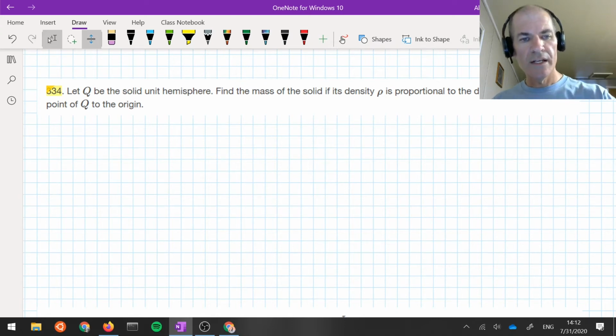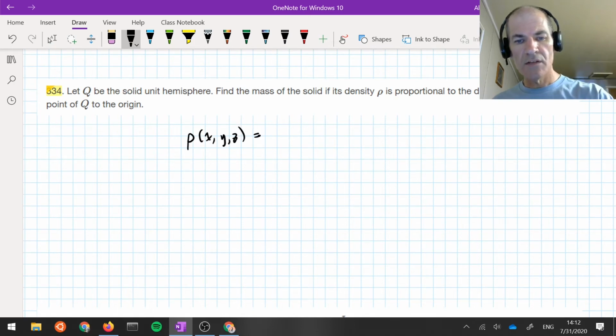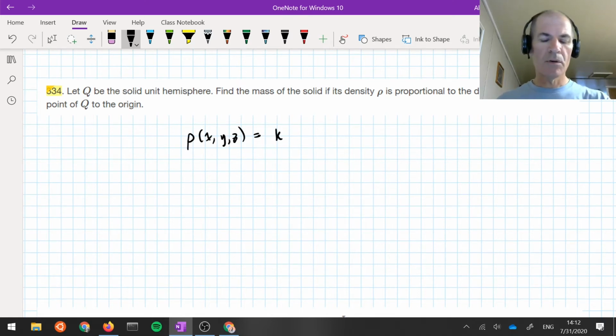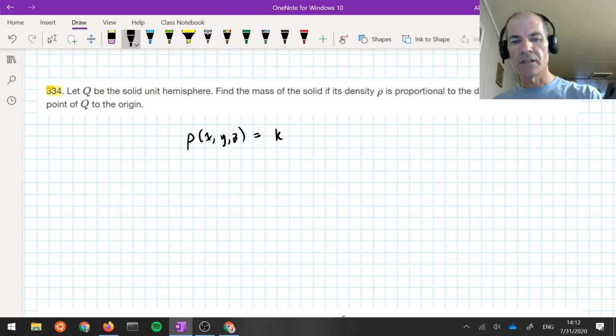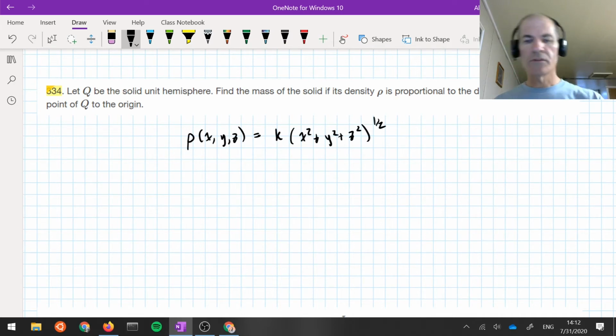So we need to first interpret that. Rho of x, y, and z, some point in space. The density is proportional to, so we introduce a constant of proportionality k, times the distance that this point is from the origin, x squared plus y squared plus z squared to the 1/2. So there's the density function, and we constructed that based on the description in the problem.